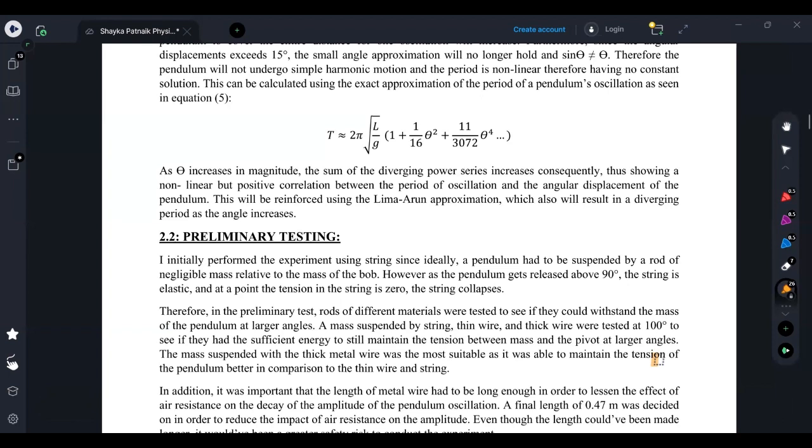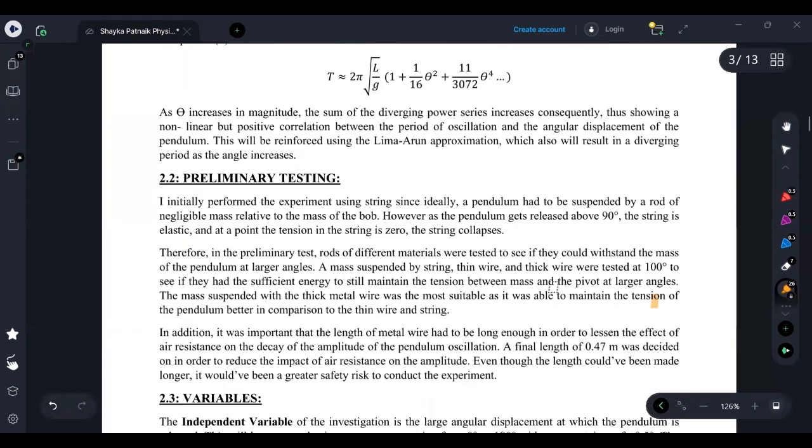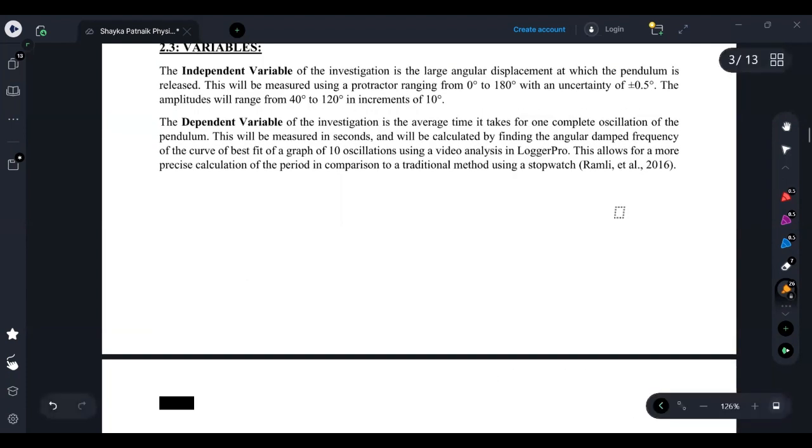That was the basis of my preliminary testing actually, because I needed to suspend my pendulum from a point and I could have used a string, but because I was using large angle pendulums, the string would not be able to generate enough tension to be released at angles above 90 degrees and therefore would just collapse onto itself. So from my preliminary test, I decided that I could use thick metal wire and that would maintain the tension of the pendulum better instead of string. So I just used a hanger and I just opened it up for it to be a thick metal rod. So that's my preliminary testing.